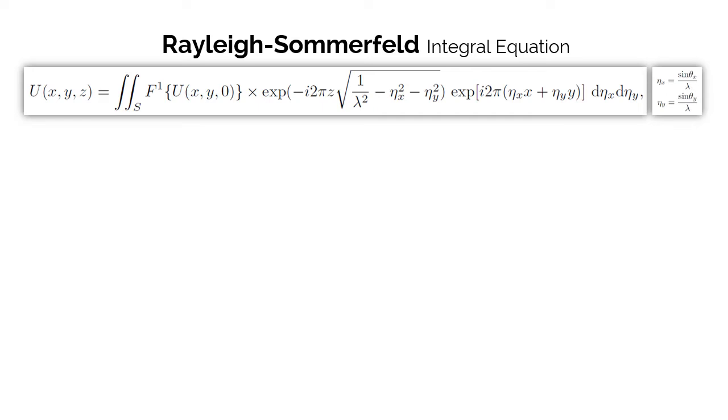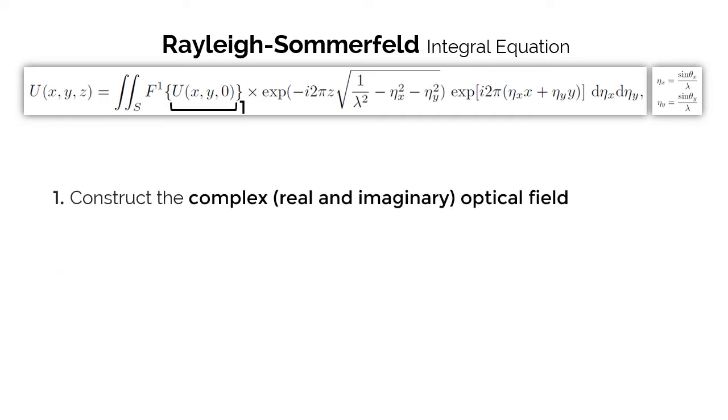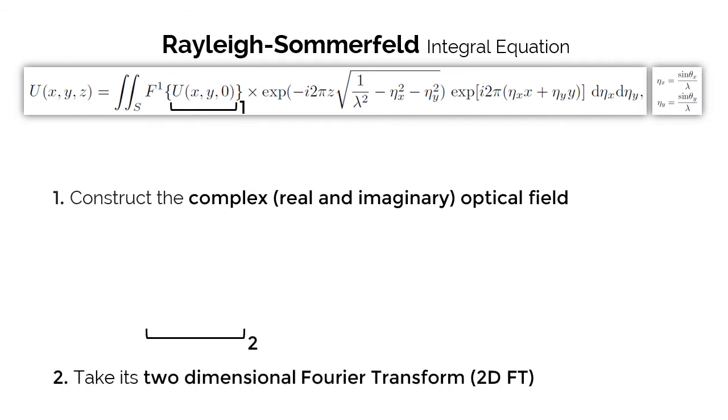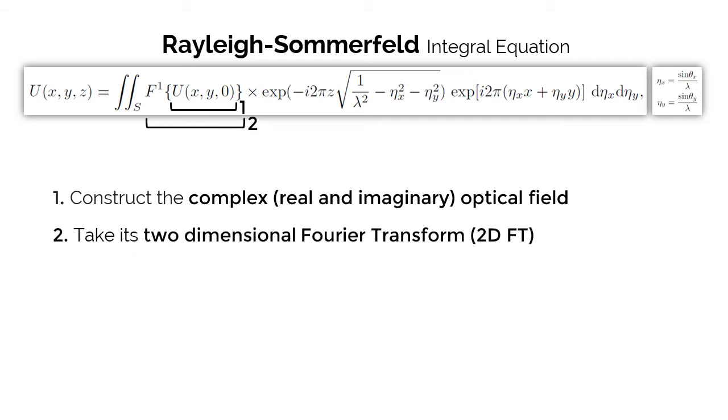To compute this, we first construct the complex light optical field. Programmatically, this is usually a binary image of the aperture or obstacle, which is the amplitude term multiplied by a phase term. Then, we take its two-dimensional Fourier transform, or 2D-FT. This process decomposes the field into a two-dimensional angular spectrum of plane waves, each traveling in a unique direction.